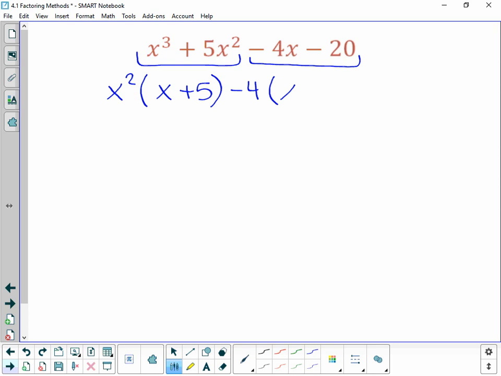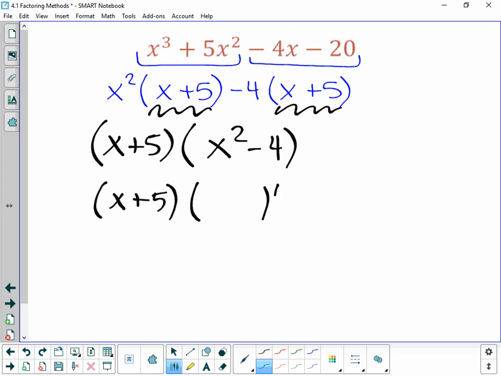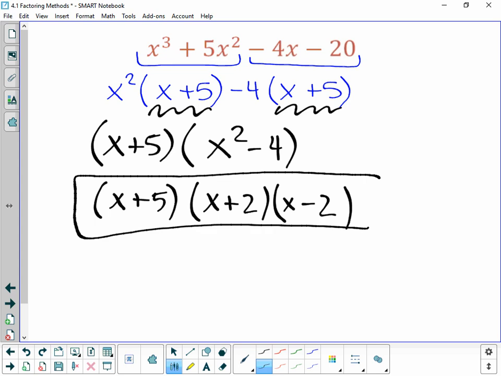If we factor that out, it's an x, and we're factoring out a negative 4, so this becomes a plus 5. Hopefully you're noticing that both of those terms now have an x plus 5, which we can factor out, leaving behind an x squared minus 4. Now this is one of those cases where you might notice we can factor a little bit more. X squared minus 4 is x plus 2 and x minus 2, so we are now finished.